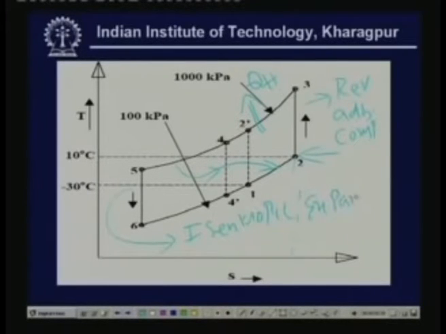And process 5 to 6 is isentropic expansion in the turbine. During this process, as you can see, the pressure reduces from 1000 kilopascal to 100 kilopascal. As a result, the temperature drops. Since this is an isentropic process, the entropy remains constant.